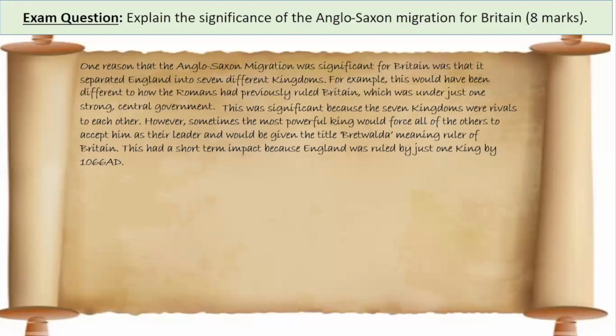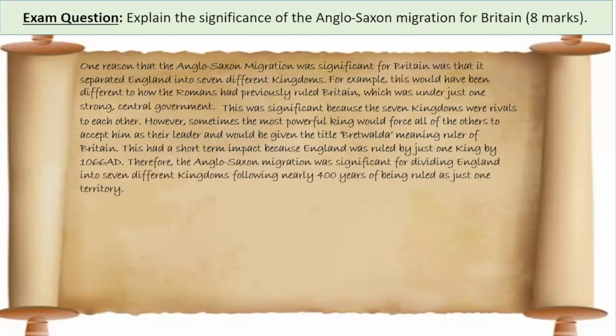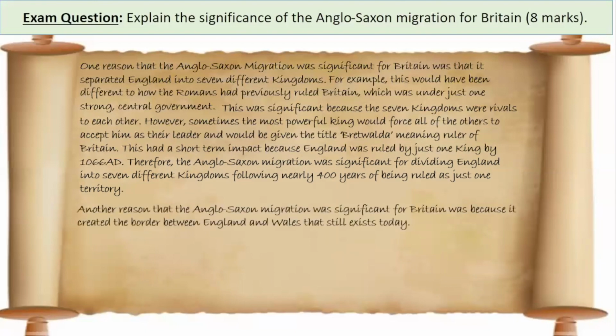However, sometimes the most powerful king would force all of the others to accept him as their leader, and would be given the title Bretwalda, meaning ruler of Britain. This had a short-term impact because England was ruled by just one king by 1066 AD. Therefore, the Anglo-Saxon migration was significant in dividing England into 7 different kingdoms following nearly 400 years of being ruled as just one territory. Another reason that the Anglo-Saxon migration was significant for Britain was because it created the border between England and Wales that still exists today.